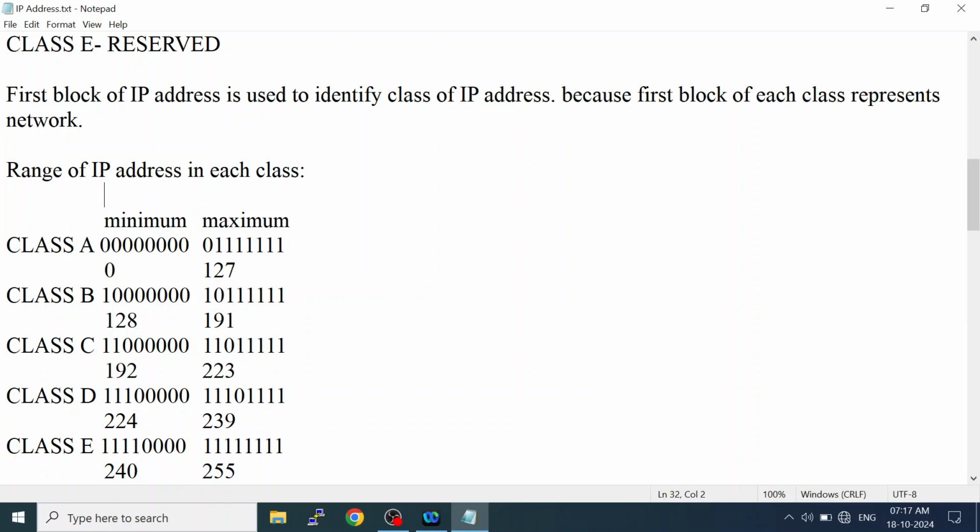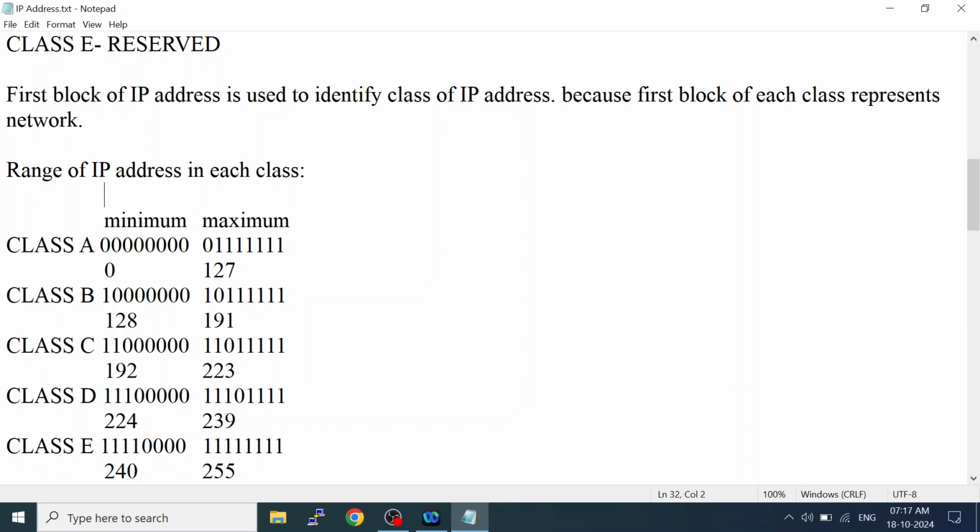Similarly, for class C, the third bit must be 0. For class D, the fourth bit must be 0. Class E is the last class, so the remaining bits we have kept 1. Here we have not applied that the fifth bit must be 0, because it is the last class. So the range of every class is: class A 0 to 127, B 128 to 191, C 192 to 223, D 224 to 239, and E 240 to 255. This is how the range is defined.